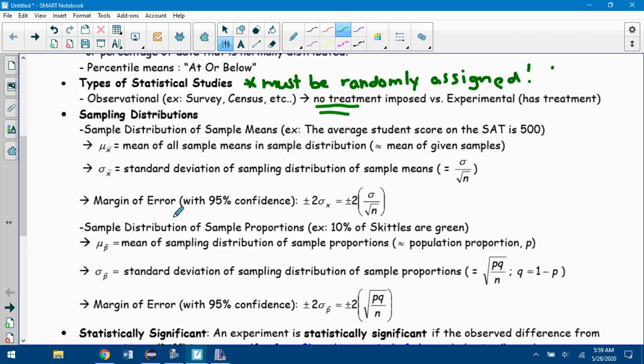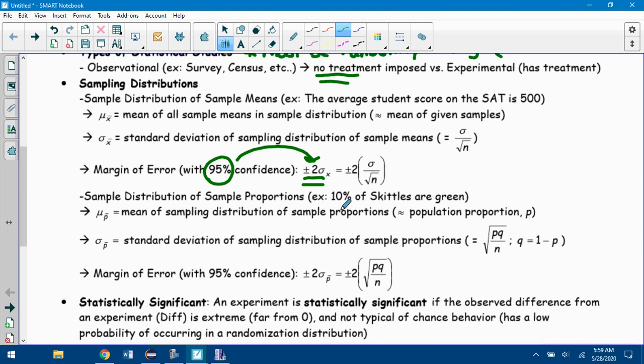Anytime you're using margin of error, that's plus or minus 2 standard deviations of the sampling distribution. And that's true whether it's sample means, like the average SAT score, or sample proportions, like the percent of Skittles that are green. Again, with both of them, the mean of the distribution should equal the mean of the true population. Standard deviation of the distribution, if you need to calculate it, the formulas will be given, so don't memorize those. And if they want margin of error, again, when you see 95%, plus or minus 2 standard deviations of the sampling distribution.